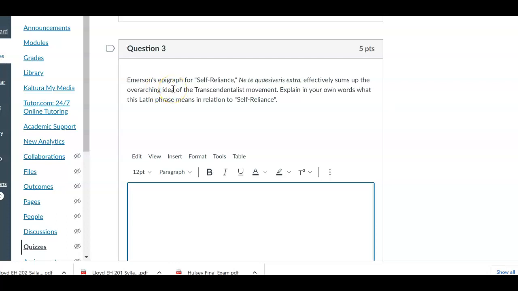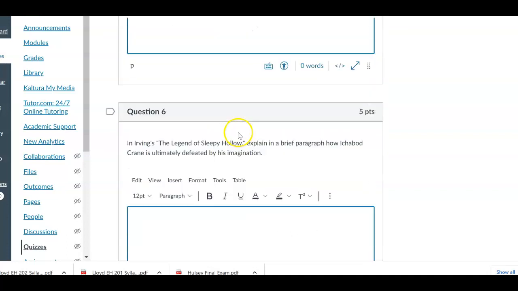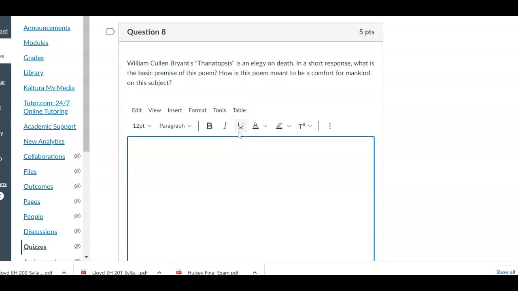So this one was like Emerson's epigraph for self-reliance, Ne te quaesiveris extra, so effectively sums up the overarching idea of the transcendentalist movement. Explain in your own words what this Latin phrase means in relation to self-reliance. And then they would have to respond in a paragraph to 2 paragraphs. So I felt like those were kind of running the gamut of test questions.